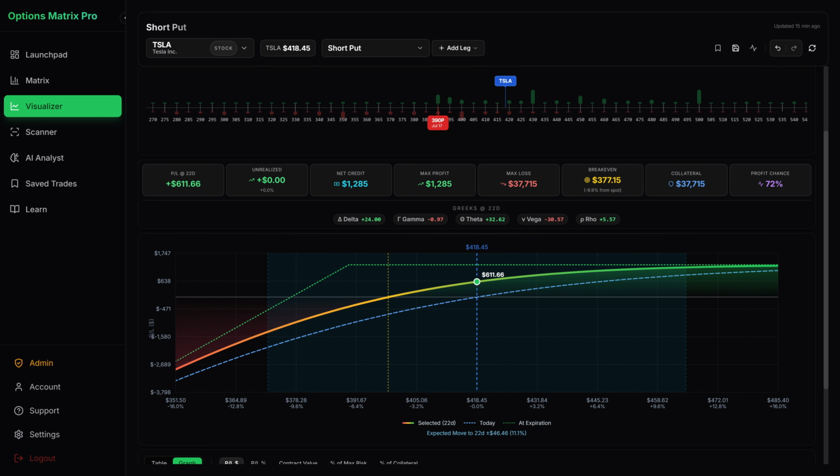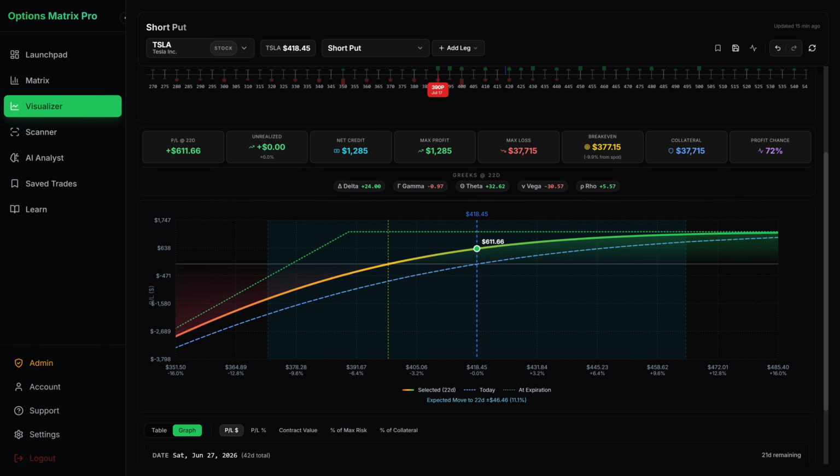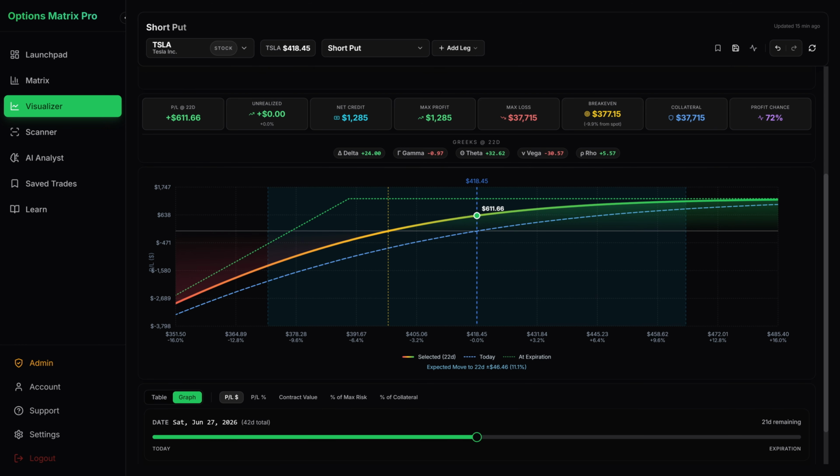Similarly, you've got the Greeks that have been laid out below as well. So you've got your delta, gamma, theta, vega, rho. This is quite important, especially if you are a theta style trader. The time decay is a big part of the strategy. But it's good to understand all the different components.